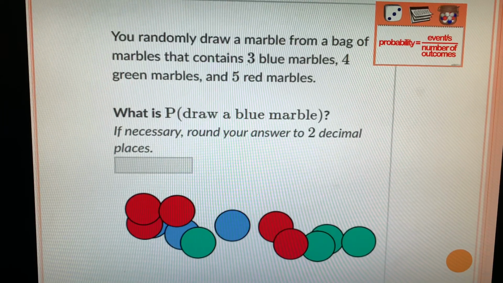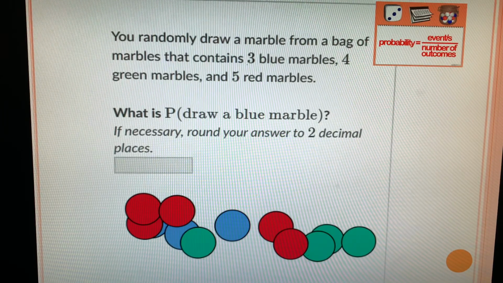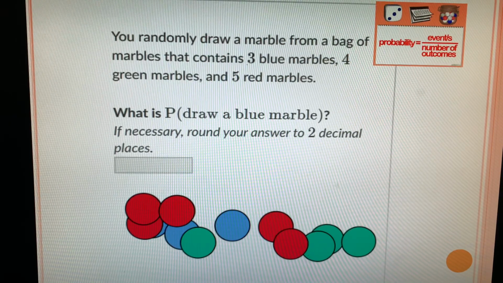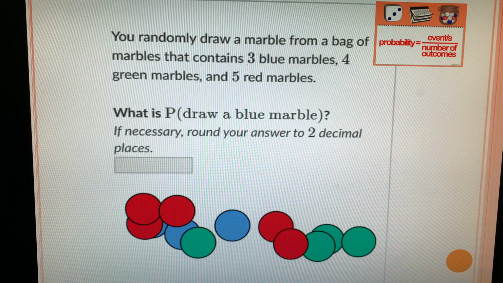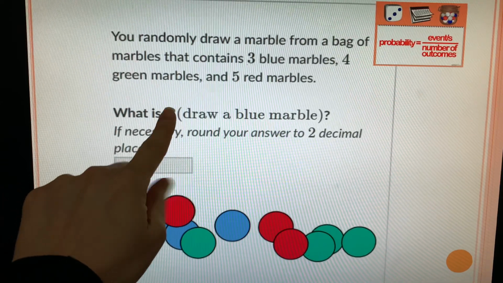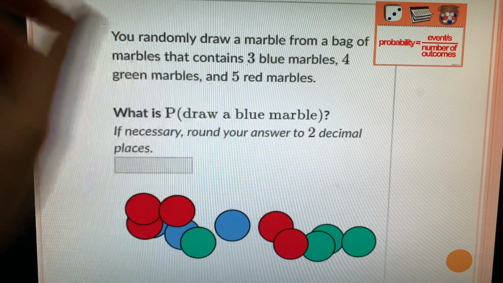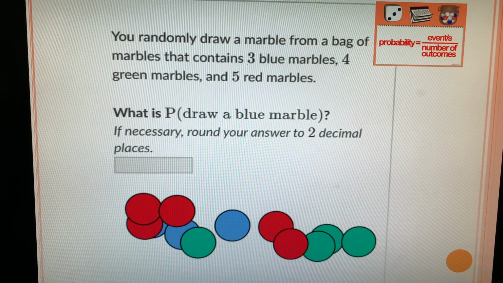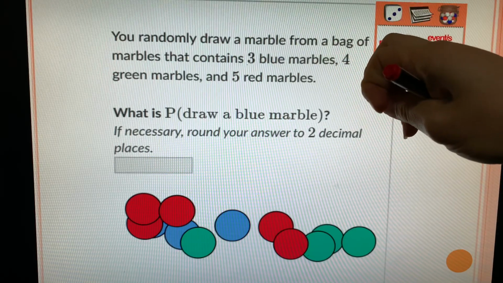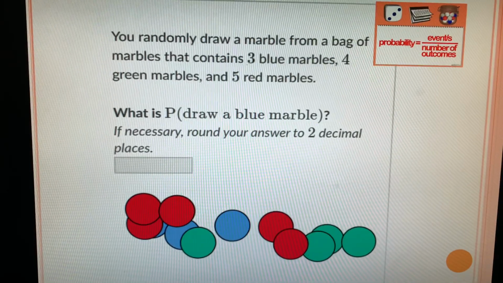Okay, so let's practice some of the probability problems that we have in this lesson. The first one says, you randomly draw a marble from a bag of marbles that contains 3 blue marbles, 4 green marbles, and 5 red marbles. And what we need to solve is, what is the probability of drawing a blue marble? Listen to how I'm reading my question: what is the probability of drawing a blue marble? So what that means is when I reach into this bag and I grab a marble out, what are my chances of getting a blue one?